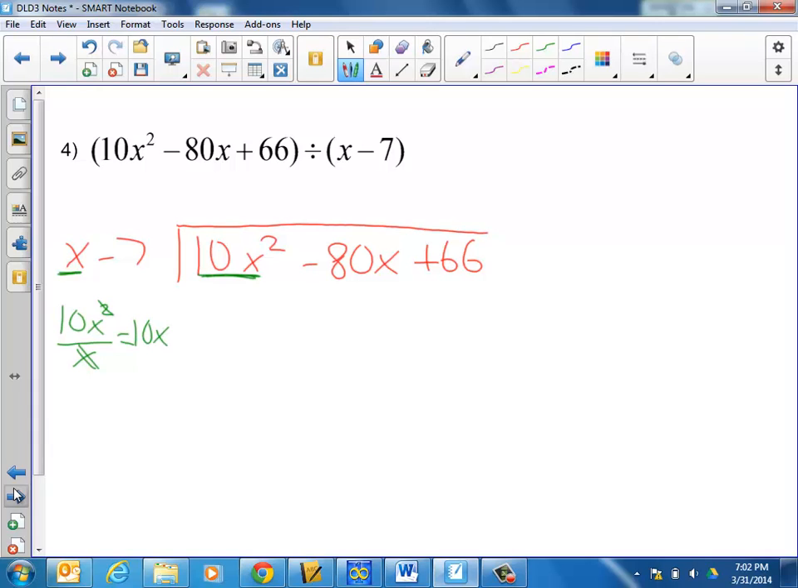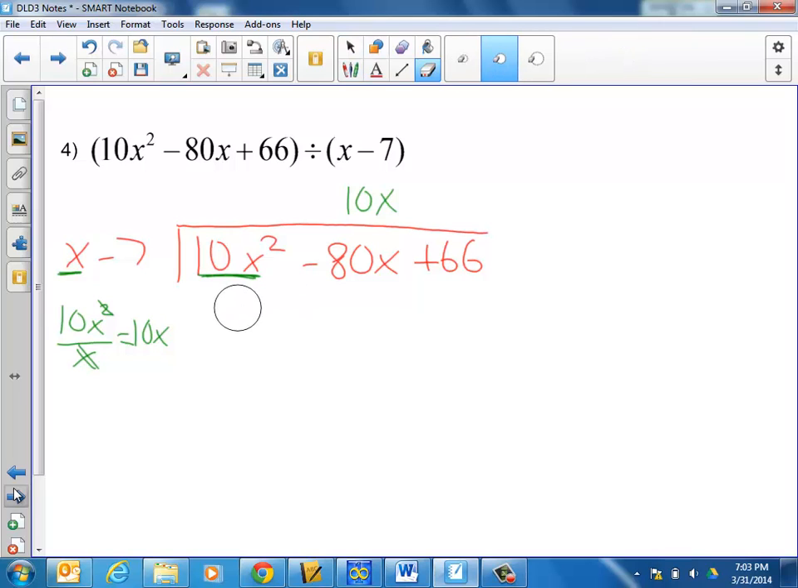So I'm going to write that 10x, that's useful. We're going to write that right over the negative 80x. We're going to line everything up that has similar power here. 10x has a power of 1 just like negative 80x has a power of 1. All right, so let's go ahead and multiply this 10x times the x. So 10x times x is a 10x squared.